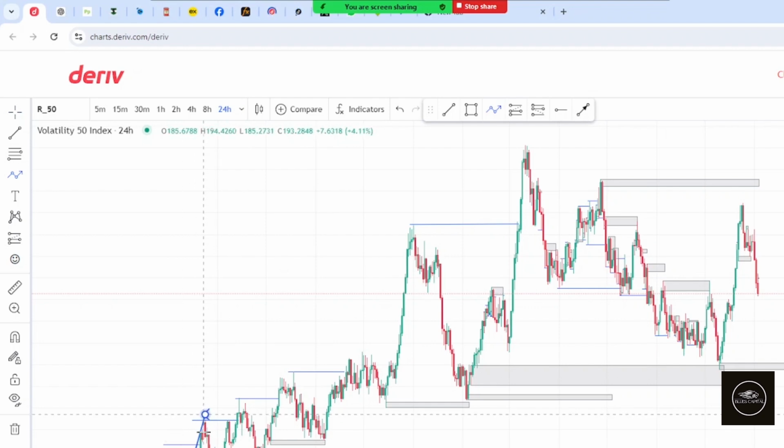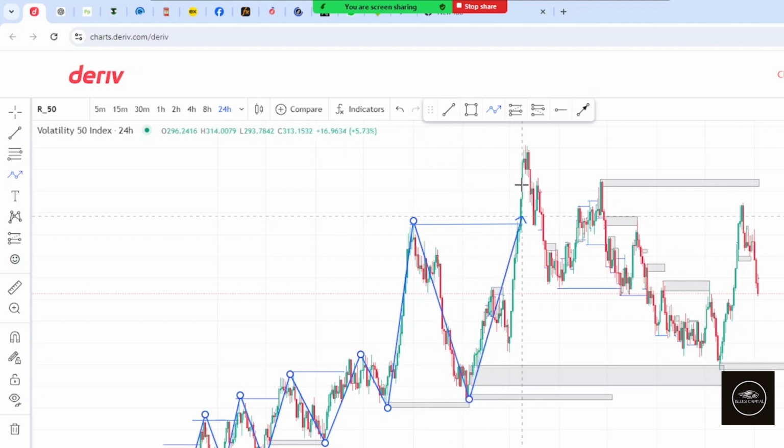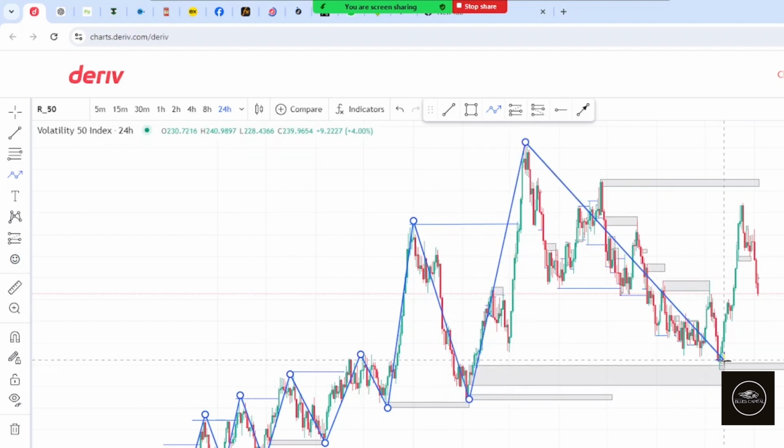Higher high, higher low, higher high, higher low, and so on. So we are now anticipating the market to push to create a high above these highs.